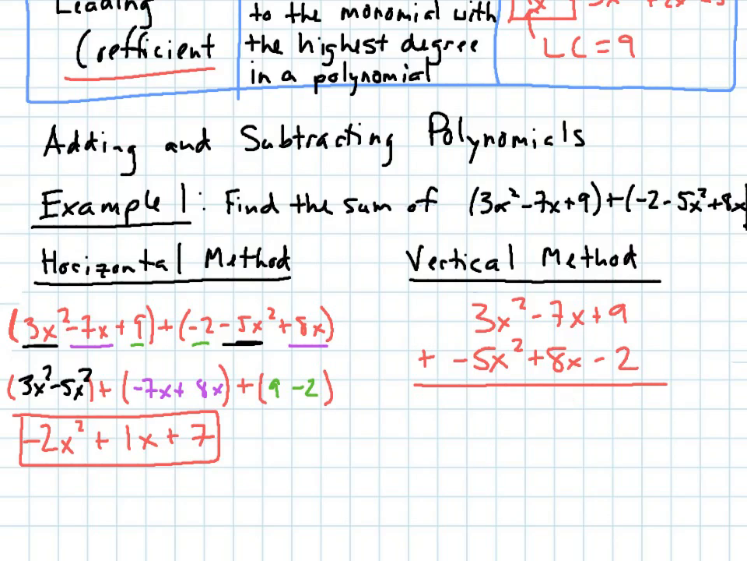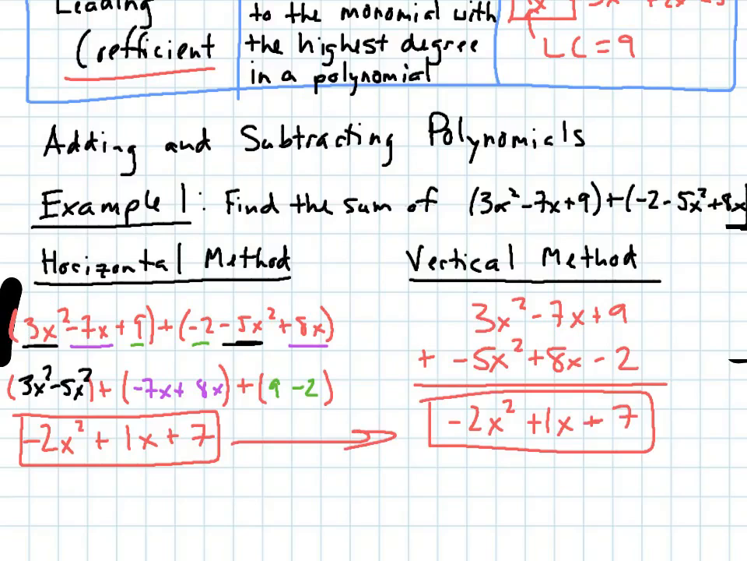So 3x squared plus negative 5x squared gives me negative 2x squared. Negative 7x plus 8x is going to be positive 1x. And 9 plus a negative 2 is going to be positive 7. Notice I got the same exact polynomial. No matter what method I used, I should get the same thing.